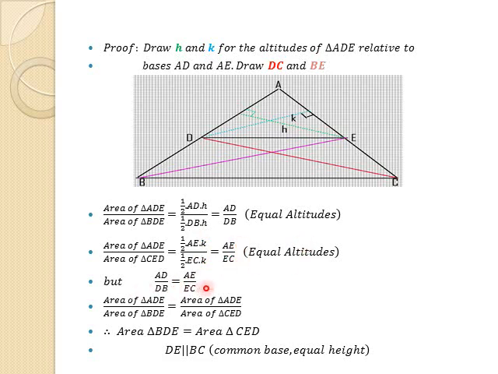But they've given me that AD over DB equals AE over EC. Therefore, I can conclude that this area equals that area, right? And area triangle BDE then equals area triangle CDE. So if those areas are the same, then I can conclude that that line must be parallel to that, for it to have a common base and equal heights.